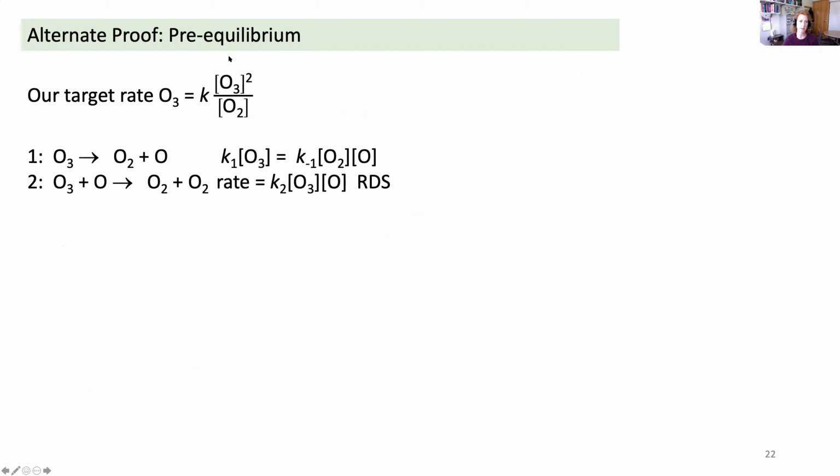Again, this is our target expression, where we have it second order in ozone, inverse order in oxygen. So this is the rate-determining step, k2[O3][O]. And so this is the step where we set the forward and reverse rates equal to each other: k1[O3] is equal to k-1[O2][O]. So I'm going to solve this for the oxygen atom, which is going to give me [O] equals k1[O3] divided by k-1[O2], and I'm going to substitute that in for here.